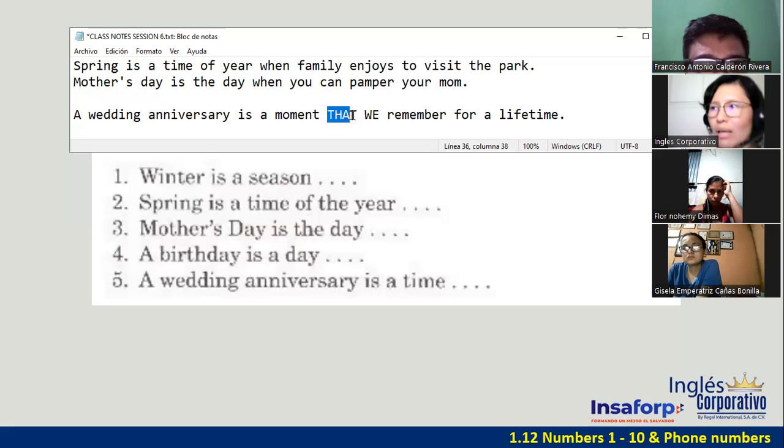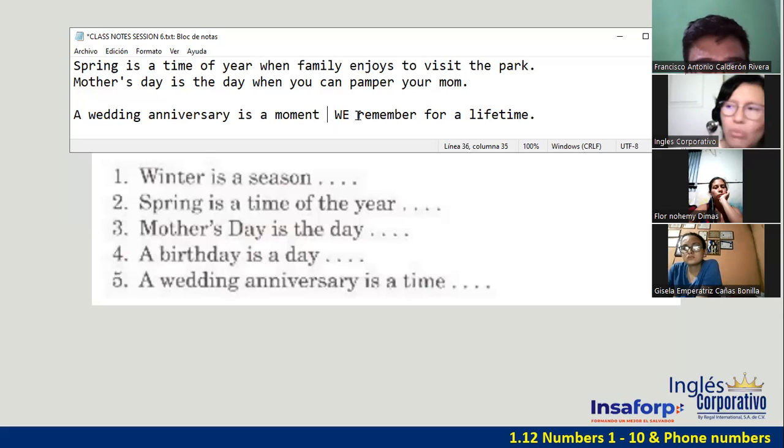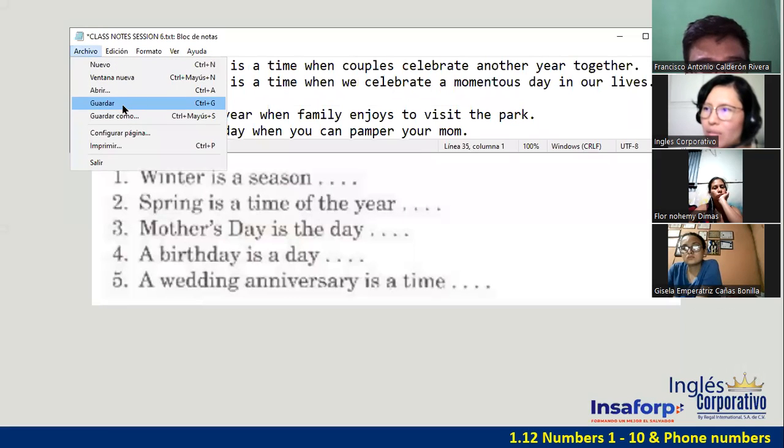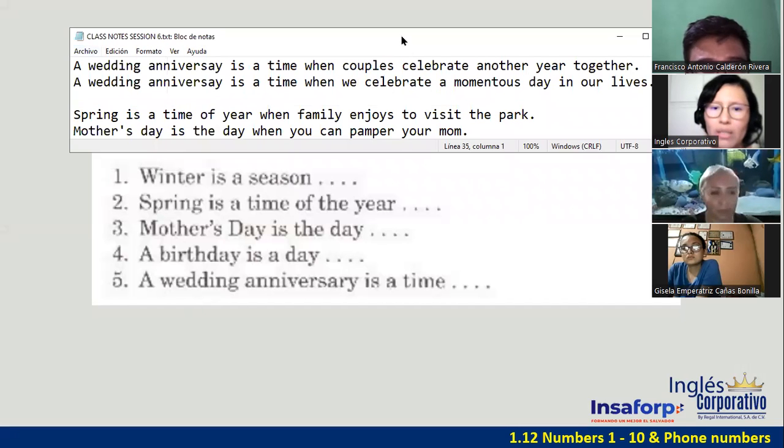Por ejemplo, aquí la puedo omitir y va a significar lo mismo. A wedding anniversary is a moment we remember for a lifetime, or a wedding anniversary is a moment that we remember for a lifetime. Entonces no cambia el significado. Es bien interesante, la verdad. Thank you, teacher. You're welcome.